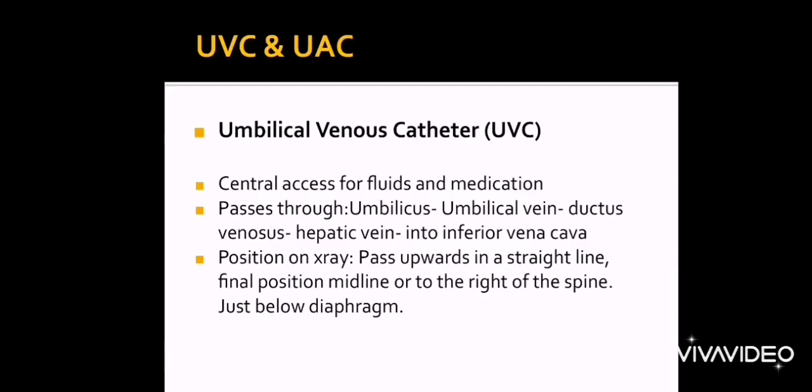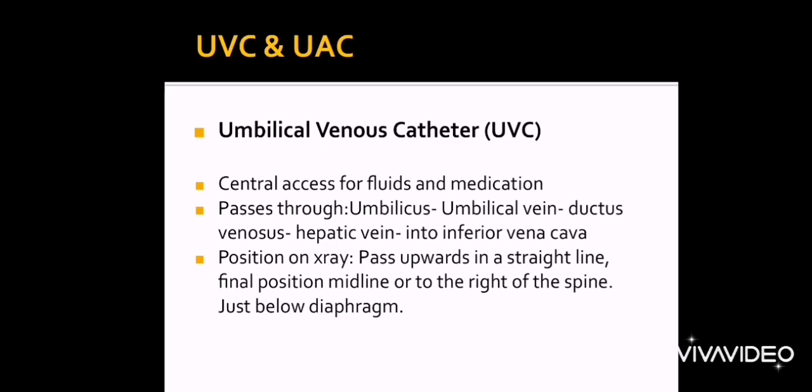Okay, so now we're going to look at UVCs and UACs and their placement and what you would see within an abdominal X-ray. So UVCs, we use them for central access for fluids and medication. These are really good for our preterm babies, especially who won't be feeding for a little while. So it just means that we can give them fluid, and that's quite a good secure line to have in place.